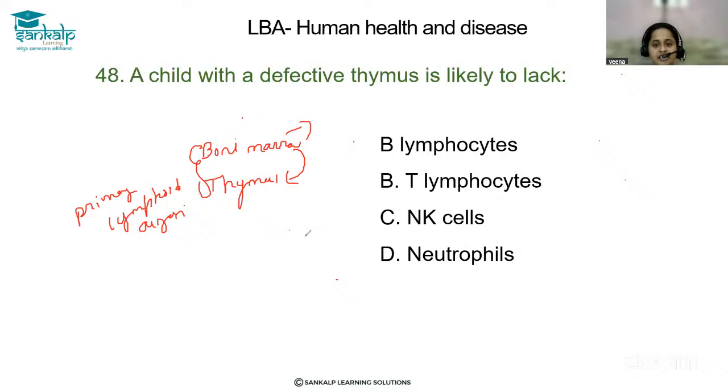So the correct answer is here, which one? If the thymus becomes defective, what is going to be affected? The production of T lymphocytes will be there, but what happens? The maturation will be affected. So the defective thymus is likely to lack the T lymphocytes. So the correct option is option B, that is T lymphocytes.